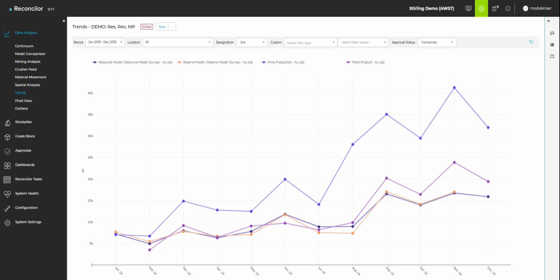So the trends data analysis screen provides crucial insights to temporal reconciliation. Not to say that you still can't do the spatial reconciliation by location, and also that physical reconciliation with the tonnes, the grade, and the metal. But this does help us track and understand how variances are evolving over time, allowing for strategic adjustments.